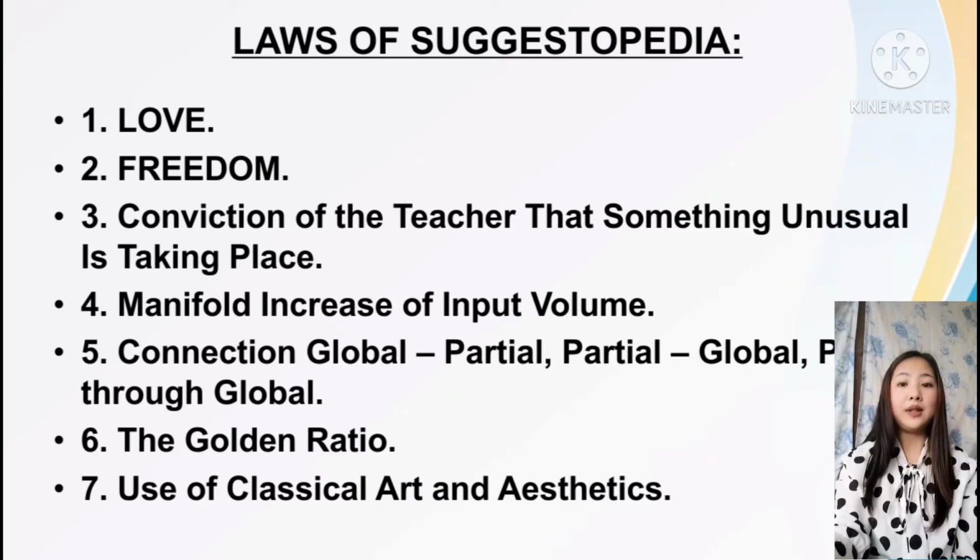The next law is the golden ratio. We can find it anywhere around nature as well as in classical art. Applied in teaching, it can help us learn without fatigue. It has a mathematical representation, which is 0.618. The golden ratio guides us in fixing the time for the different suggestopedic activities and orchestrates the whole suggestopedic process.